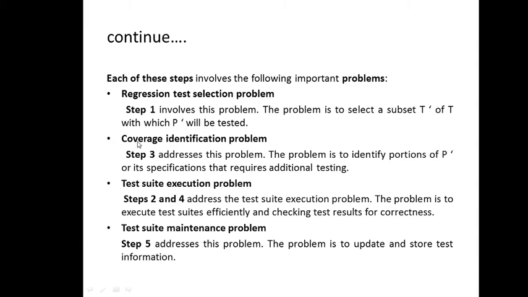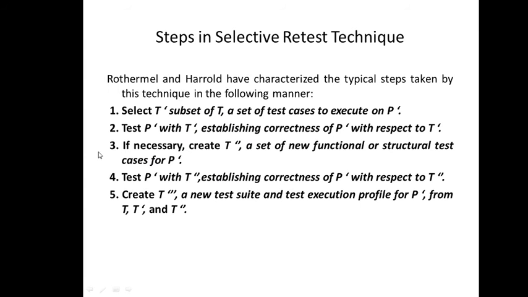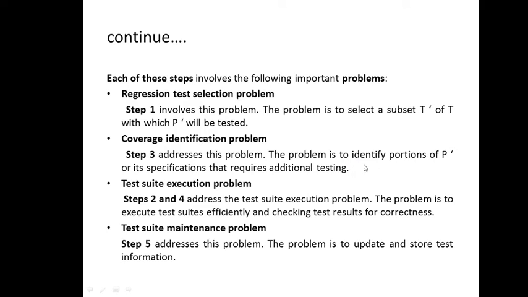Then the second problem is the coverage identification problem. It is related to step 3: create T'', a set of new functional or structural test cases for P'. So what is the problem? The problem is to identify the portion of P' or its specification that requires additional testing. We are supposed to select T'', but for what? Which portion of P' has changed, or which new features are added? For that you have to select T''. So coverage means which portion of the code it is going to cover.